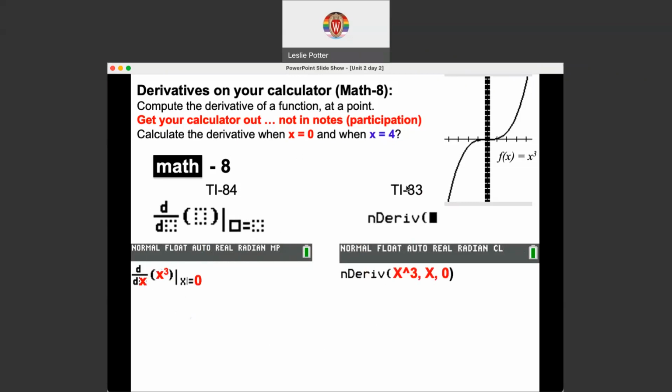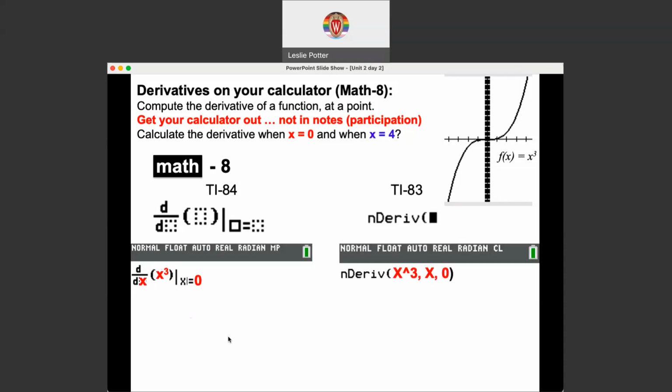In the old notation, you would have to do this: X cubed. So the function comes first, and then we have a comma, and then we have an X. That's the variable of differentiation. We call it a dummy variable. It's telling us what we're using on our x-axis. And then 0 is that numeric location.